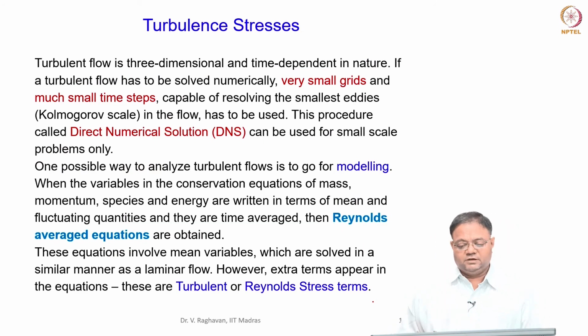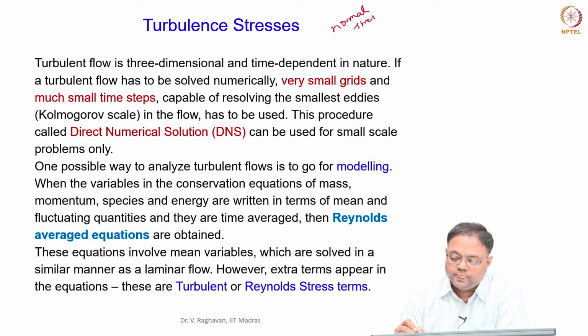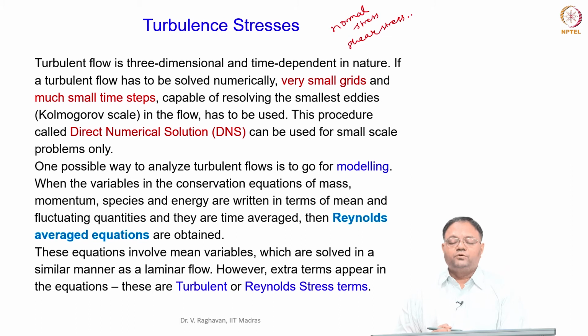Now, turbulent stresses. So, you know the stress terms. Normally, we know in a flow field there are stress terms: normal stress and shear stress. Turbulence actually causes some stress terms, but we can have a stress term defined by analyzing the Reynolds averaged equations. So, we will come to that here.